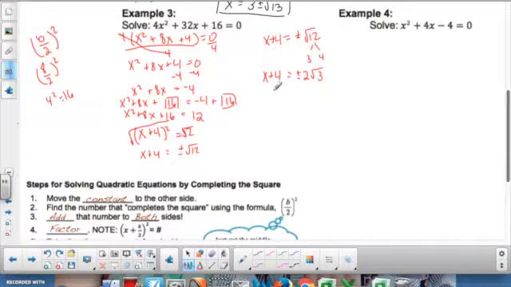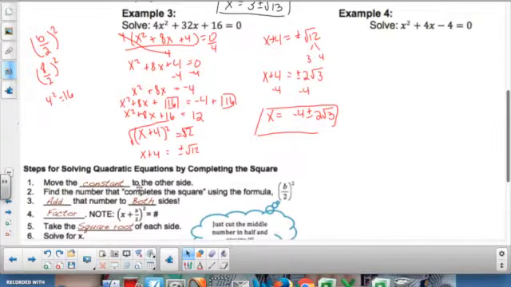And now I can subtract 4 from both sides. So what I get is x equals negative 4 plus or minus 2 times the square root of 3. And that's my answer. Okay, one more example I'll do for you guys, and then you can get to the practice if you haven't already turned me off.